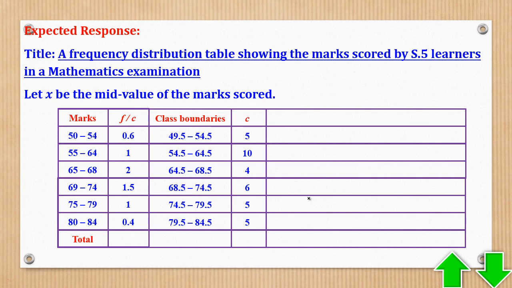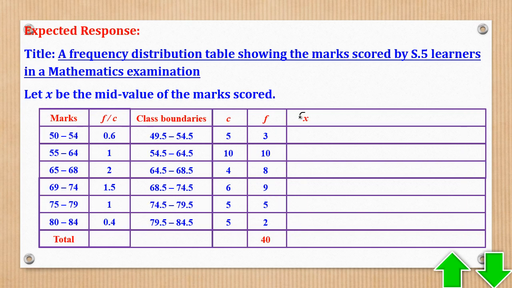So now that I have class width and I have frequency density, I can get frequency by multiplying frequency density times class width. I'll end up with frequency. So multiply this with this, this with this, and so on for all six rows. Now I've got frequency, I will need the total.